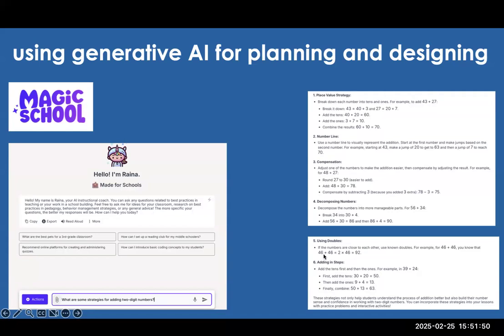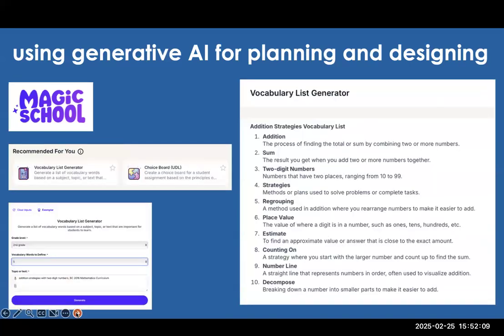And again, we have strategies in our BC curriculum, but this generates some examples as well. So that might be useful for a parent that is trying to support their child at home. It might be something that you could recommend, or that you could use as a basis to generate something that you could share with students or with families. It has a vocabulary list generator. So again, I entered some prompts. I was doing grade 2. We were looking at addition. We're using the BC 2016 curriculum. You can enter all those prompts so that it refines how it generates the information.